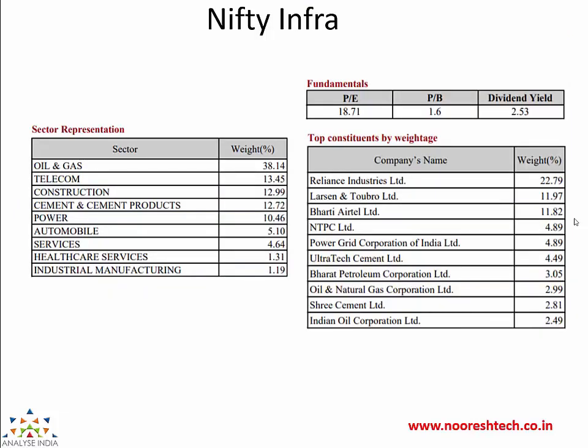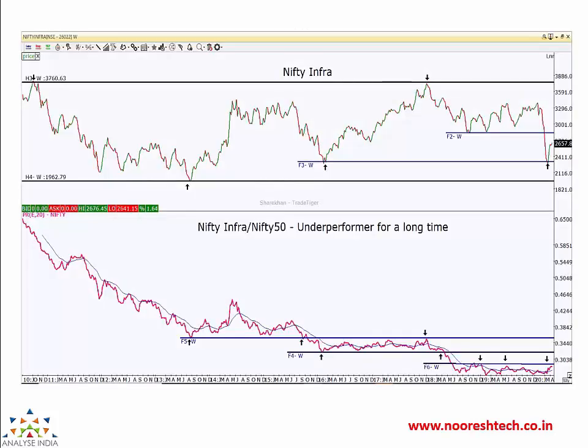Next we see is the chart of Nifty Infra, where oil and gas, telecom, construction, cement, power forms the major chunk of the weights, which includes companies like Reliance, L&T, Airtel, NTPC, Power Grid, Ultratech, etc. Let us see the chart.